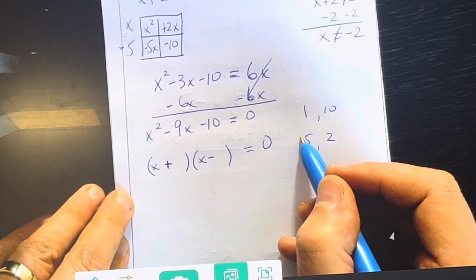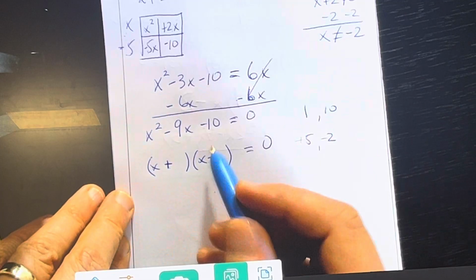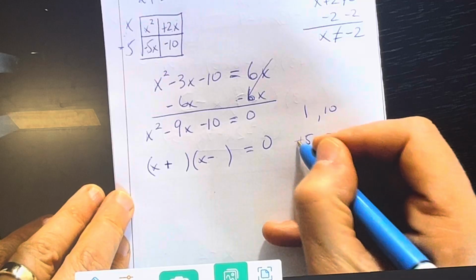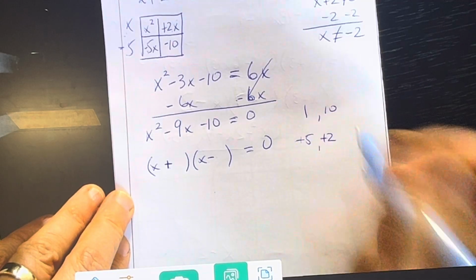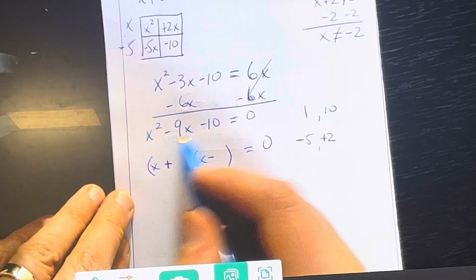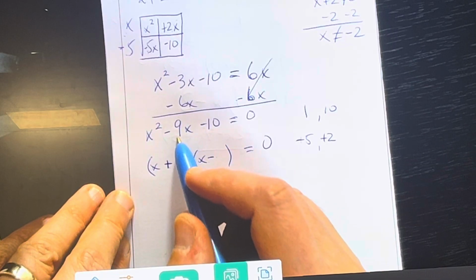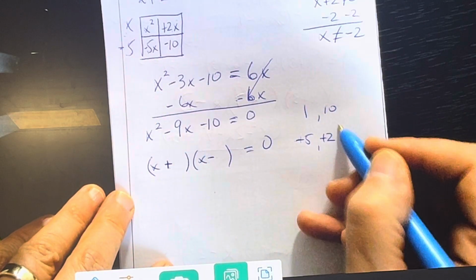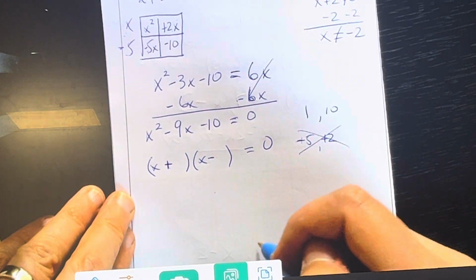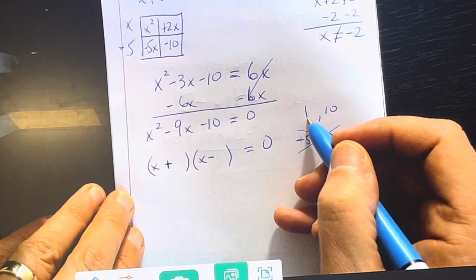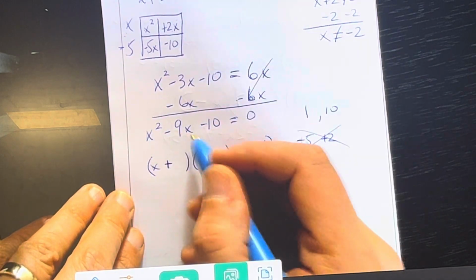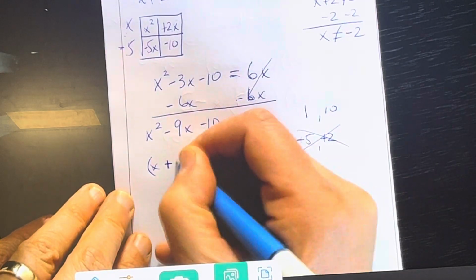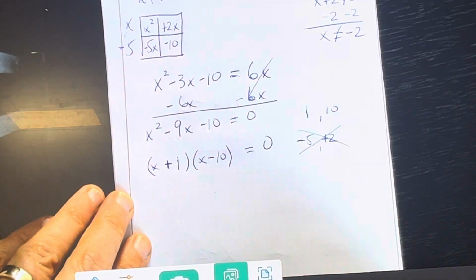If we had plus 5 and minus 2, then that would get us to positive 3x here. And if we had negative 5 and positive 2, that would get us to negative 3x, negative 3 for the b term. But we need our b term to be negative 9. So that means these are not the factors. For this to come out negative, we need this to be more negative than it is positive. So x plus 1 times x minus 10, like that.